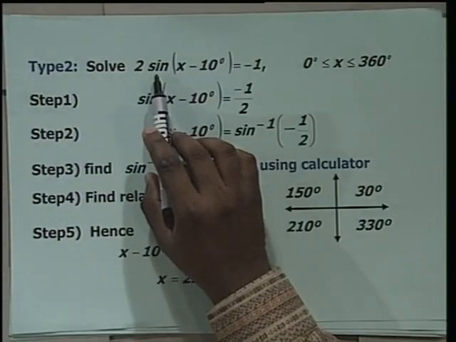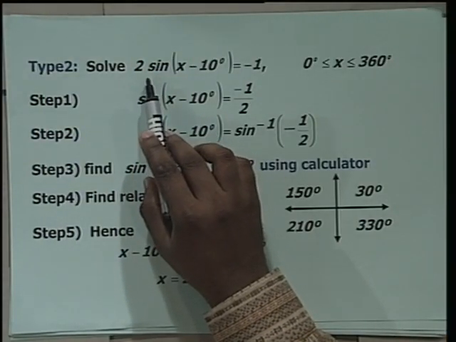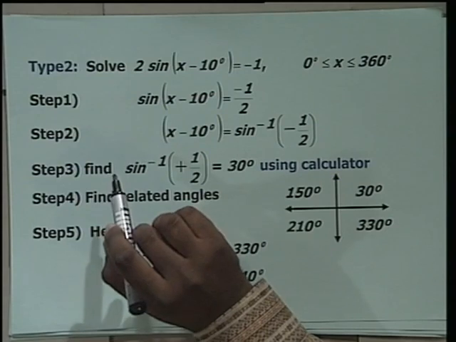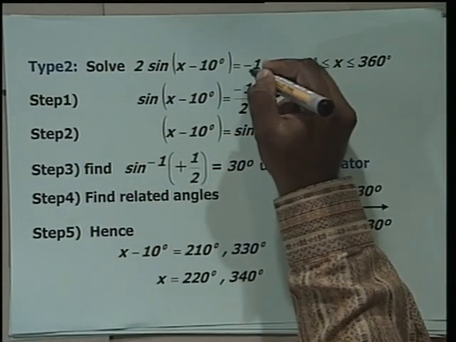Now we are going to look at another type. You will note that we have tried to categorize the different trigonometric equations so that you can remember which strategy to use whenever you are asked to solve a trigonometric equation. So let's look at this trigonometric equation: 2 sin(x − 10) equal to minus 1.